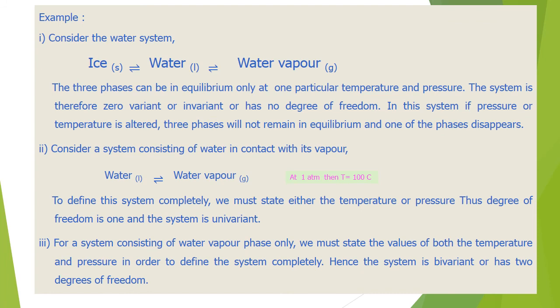If I say 1 atmospheric pressure, then you automatically say at 100 degrees Celsius water boils. If I say the temperature as 100 degrees, then you say at 1 atmospheric pressure water boils. If I say 2 atmospheric pressure, then from the graph, if you learn the phase diagram, from the graph you will be able to identify the temperature value. Either one value is enough to define the system if F takes the value 1.